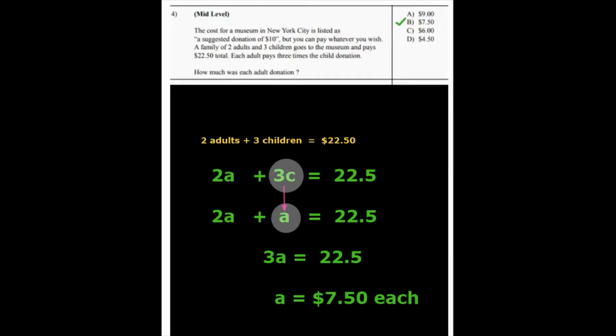Notice that if you go back to the original equation and plug in $7.50 for the adults, the children works out to be $2.50 each. And then you can check that second line as well, because those 3 children together, $2.50, $2.50, and $2.50, becomes $7.50.